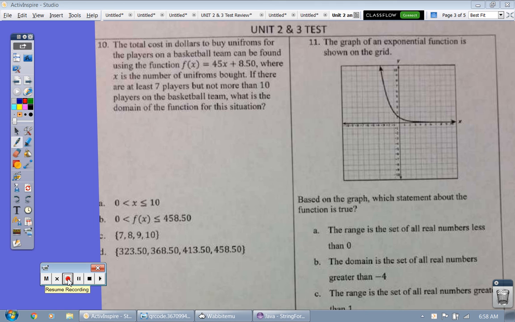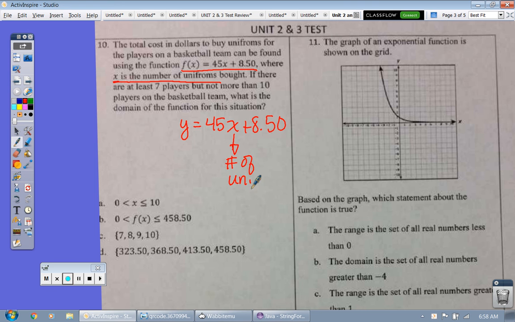Question 10 is a little wordy. I know they give us an equation right here. So I can rewrite that as y equals 45x plus 850. So let's see what they're telling us here. X is the number of uniforms. So this is number of uniforms. And since I know that, remember that's my domain. That's my input. So if X is the number of uniforms, we know the output, the cost, right, would be, this would be the range, right?